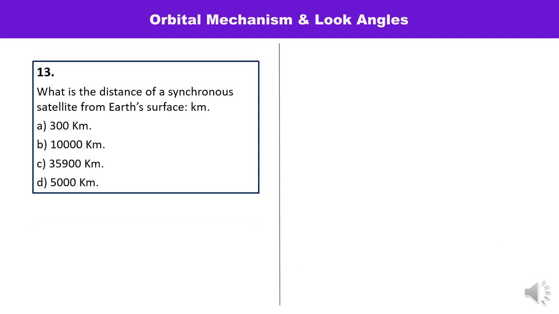Question number 13 is, what is the distance of a synchronous satellite from Earth's surface? So the distance of synchronous satellite from Earth's surface is 35,900 kilometer. You have to remember this. Correct option is C.